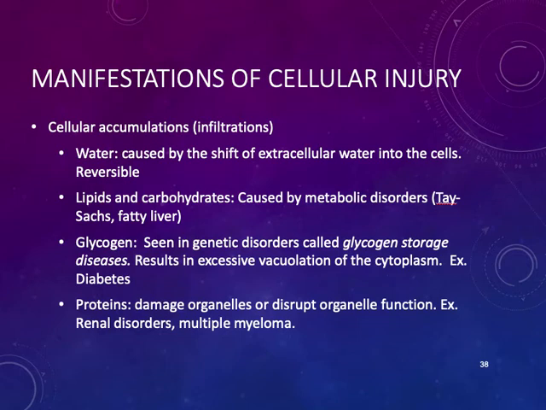Lipids and carbohydrates can often be caused by metabolic disorders. You may see this with things like Tay-Sachs. Fatty liver is a big one that you'll commonly see a lot in primary care. A lot of it can be related to alcohol use or a high fat content in their diet, but they can get fatty infiltrates essentially into the liver. Glycogen, so you can have a glycogen storage disease, or another example, which is very common, is diabetes.